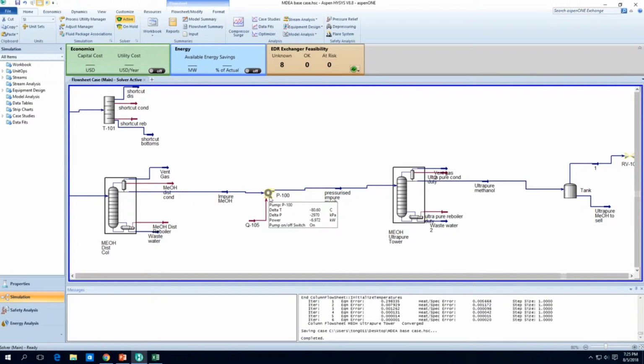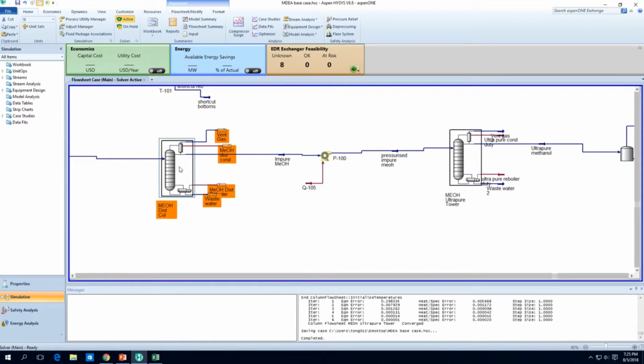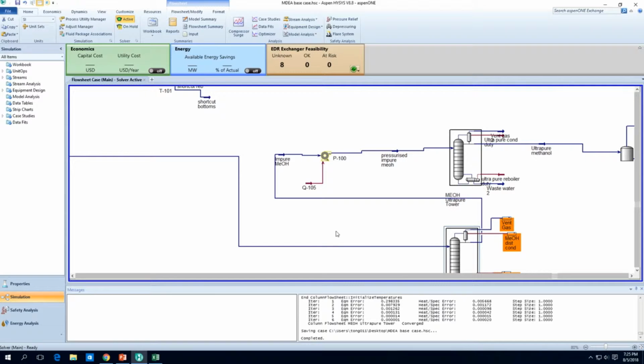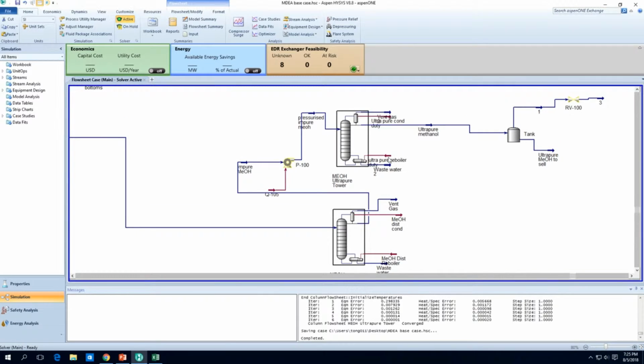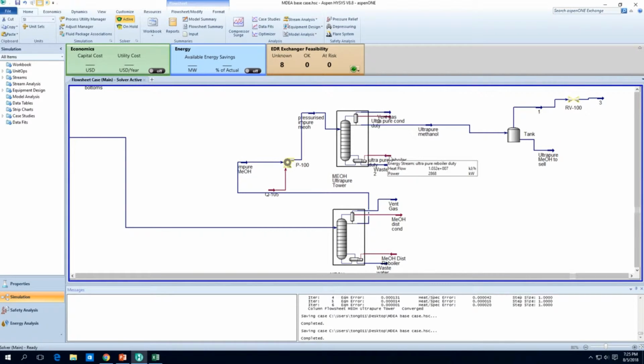Okay, so well, just ignore this problem first. Let me show you what I mean. Let's drag this tower down. This is thermal coupling of the distillation columns. So first thing first, I'm going to take out this reboiler energy, and I'm going to connect this here.